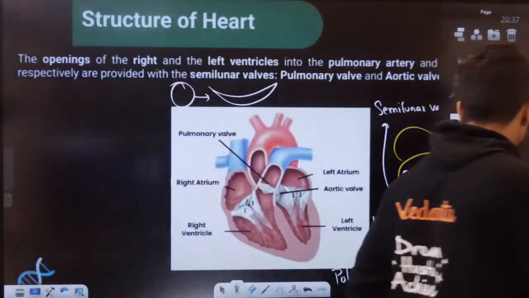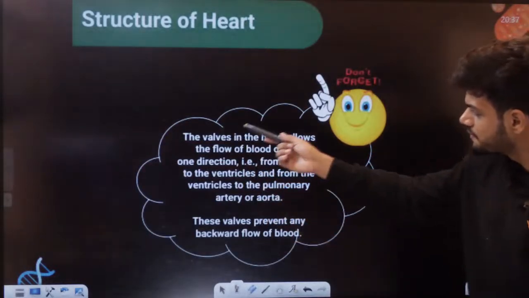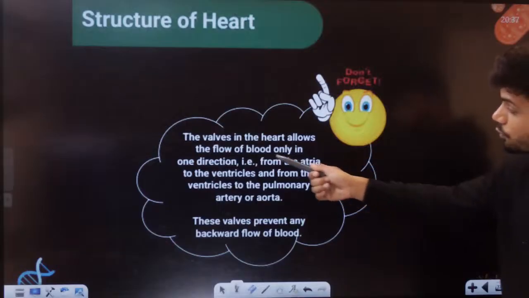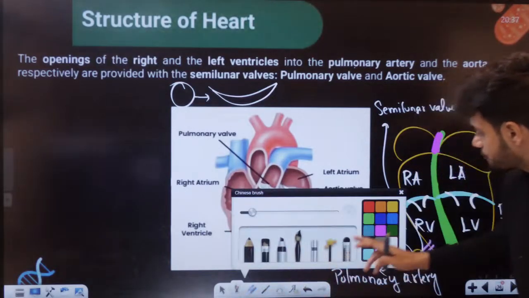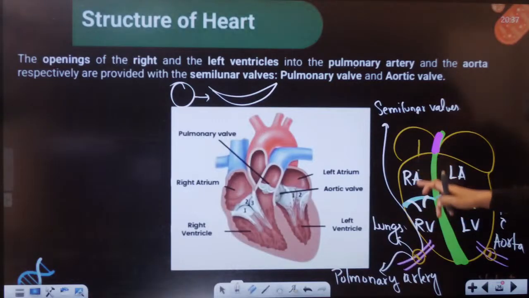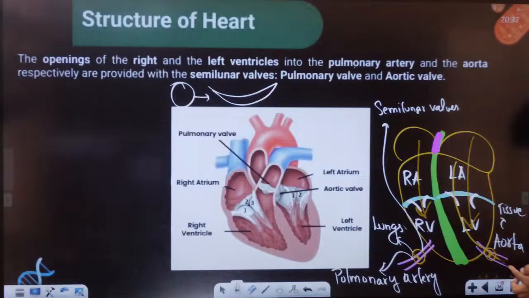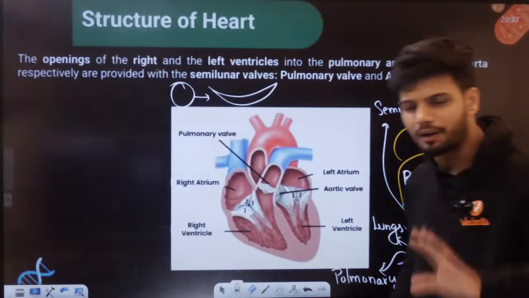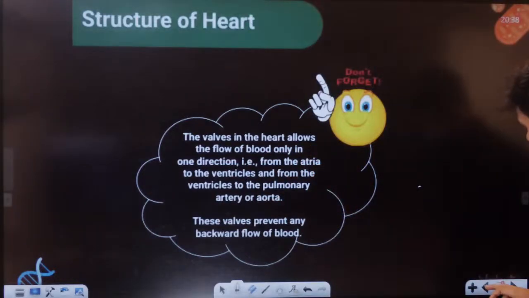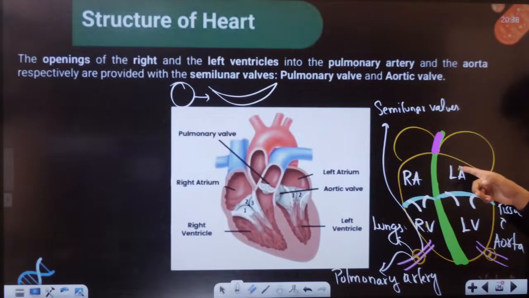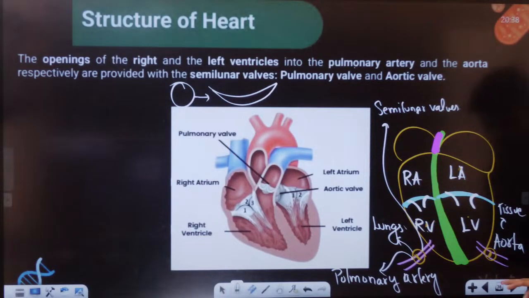Now, if this is clear, let's go to the next concept, students. Before this, we have to know one more small thing. The valves in the heart allow the flow of blood only in one direction. Blood will always flow this side, one way flow, and will go out like this. So there is always one way flow of blood, that is from atria to ventricles. Not this way. It will never happen that way. Only from atria to ventricle does blood flow happen.